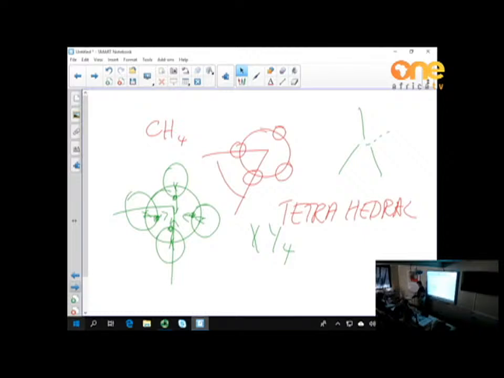Then there is a repulsive force between the different pairs of electrons. The repulsion between different pairs differs. Lone pair is stronger than lone pair, bonding pair. And lastly, bonding pair is the weakest.